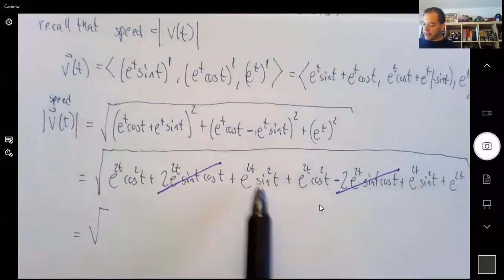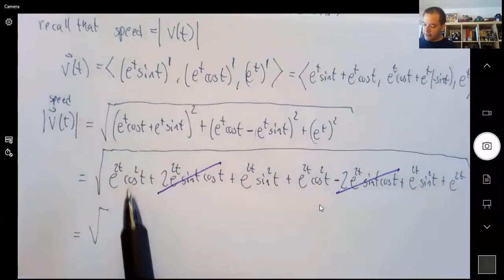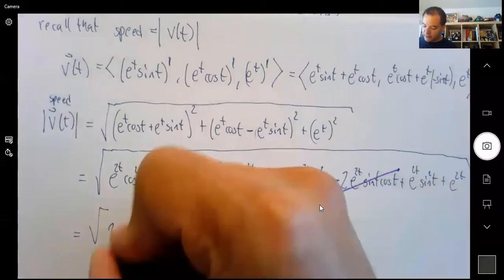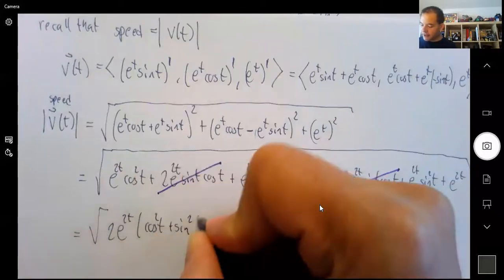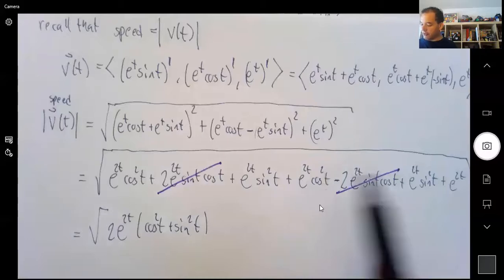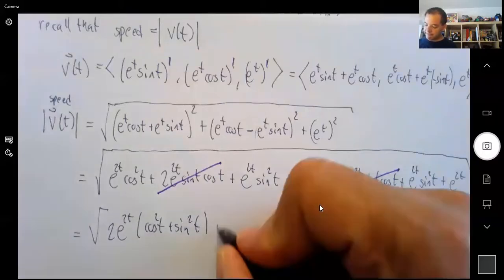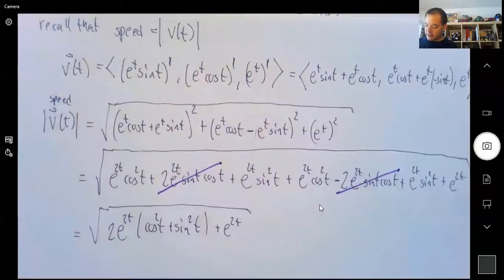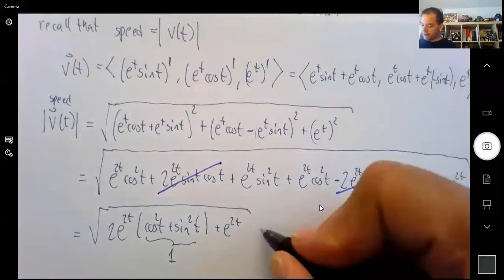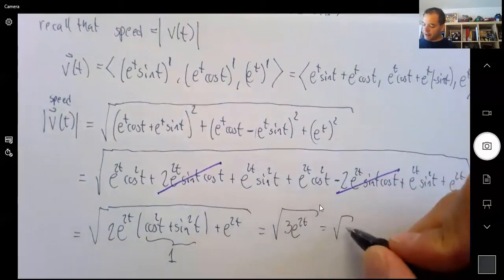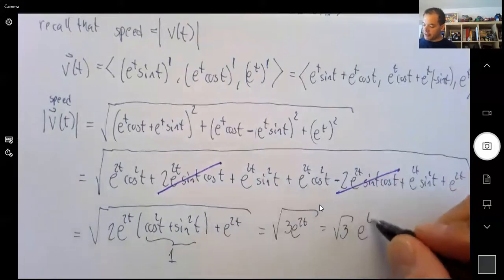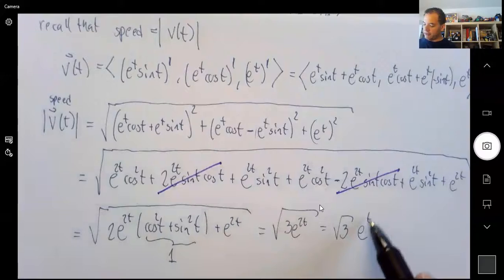And I have sine square and cosine square. So that's good because this is 2e to the 2t times cosine squared t plus sine squared t. That's already these two together and these two together. And then we have another e to the 2t. This is obviously 1. So now you have 2e to the 2t plus another e to the 2t, so that's 3e to the 2t. And you can now take the square root of 3 and take the 2t with the square root, becomes just e to the t.